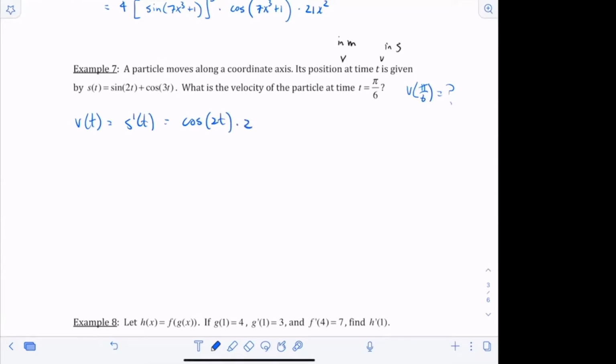The derivative of cosine is negative sine, so we're going to put a minus sign here. You keep the inside, which is 3t. You multiply by the derivative of the inside, which is 3. So that's going to be our first derivative. Are there any questions about that first derivative?